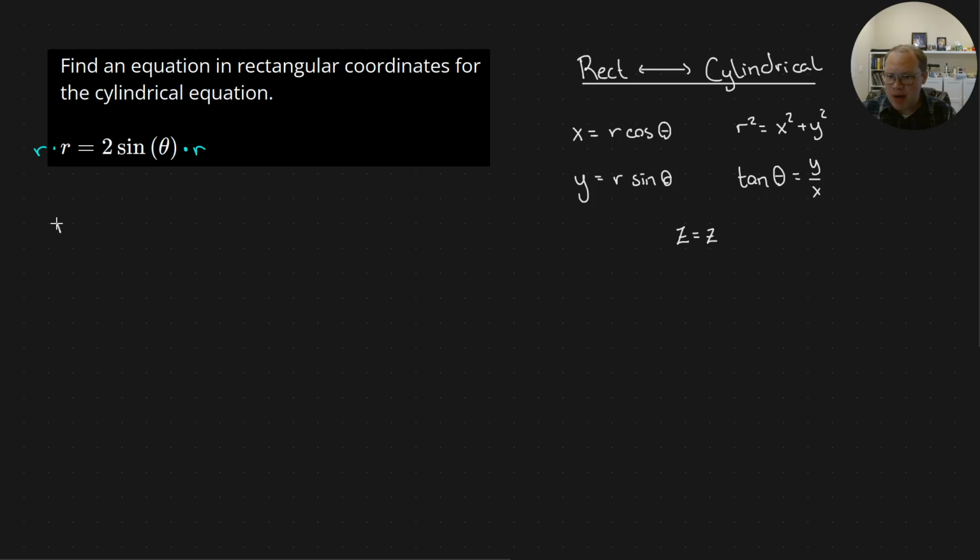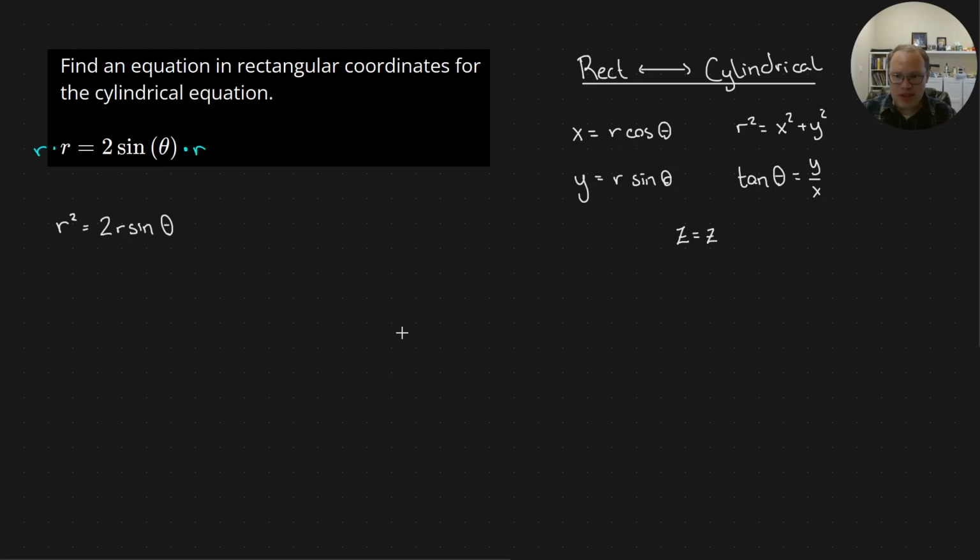That means my new equation with that extra r thrown in is r squared equals 2r sine of theta. Now this is looking promising. Now I have r sine theta, and that gives me y. That's what I wanted. That's the goal.